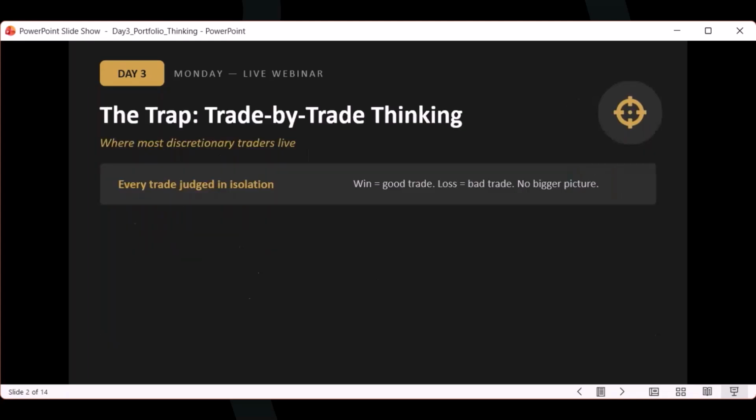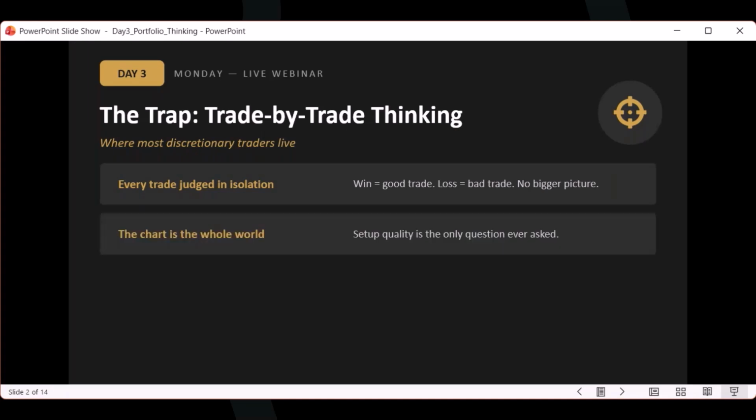Here's the problem. Well, the trap is when you just look at trade by trade thinking, every trade is judged in isolation. So win is a good trade, loss is a bad trade, no bigger picture stuff. So though it's right to look at each individual trade, to do so solely is where the problem often lies with people. When you do trade by trade thinking, your chart is the whole world. So setup quality is the only question ever asked.